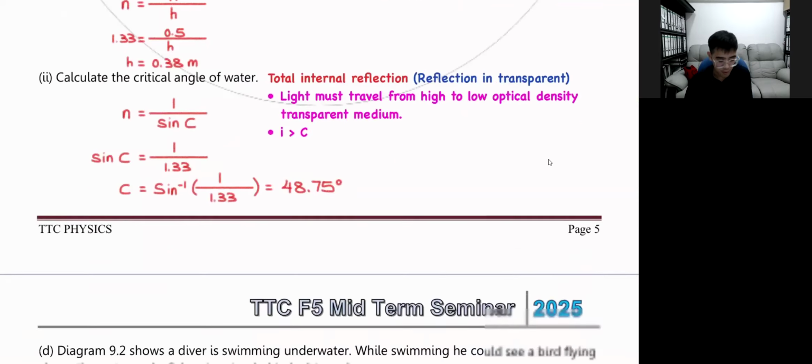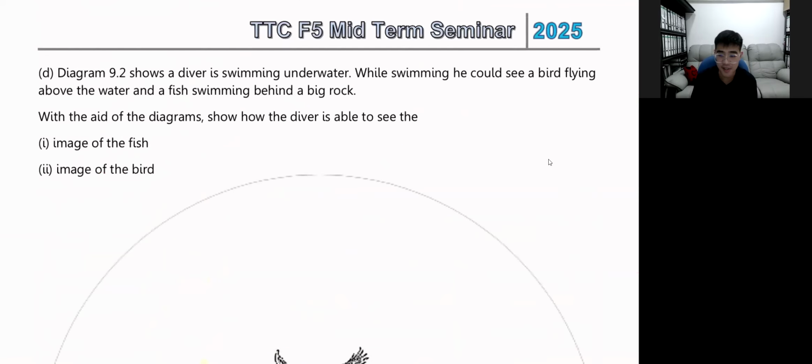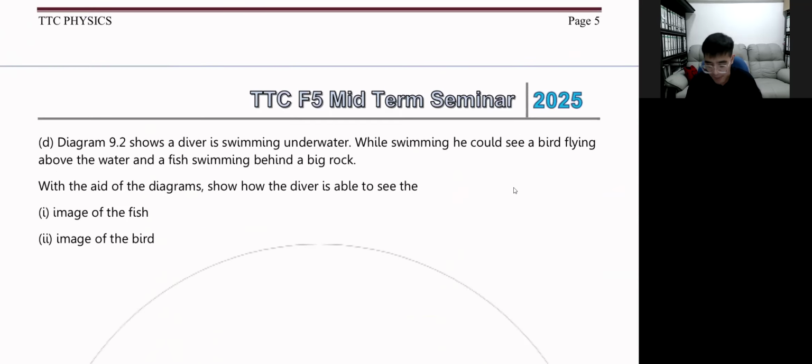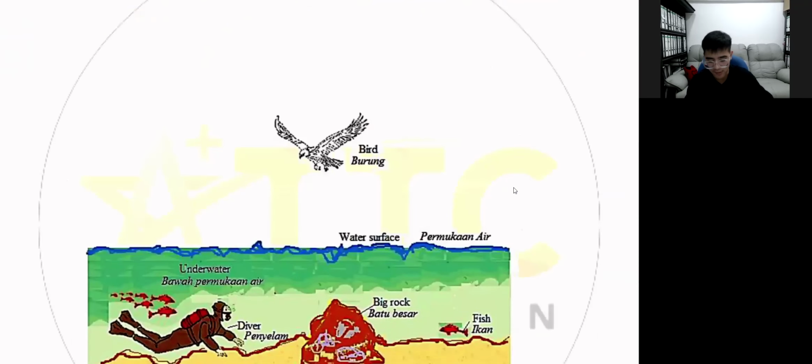Yeah, so moving on to the next question, question D. Question D tells you that diagram 9.2 below shows a diver swimming under the water. While swimming, he could see a bird flying above the water and also a fish swimming behind a big rock. Can you see in the diagram?